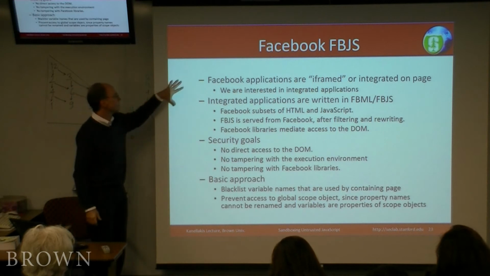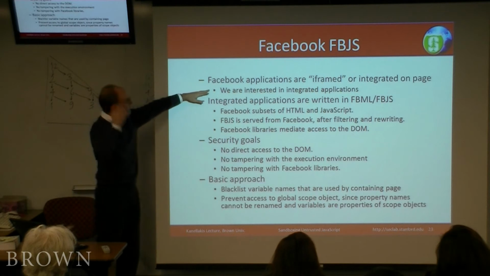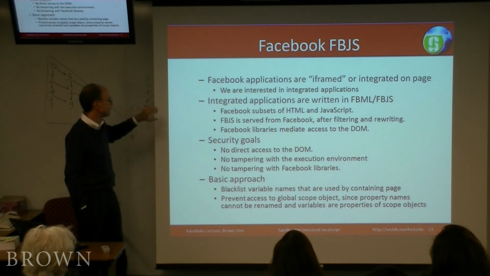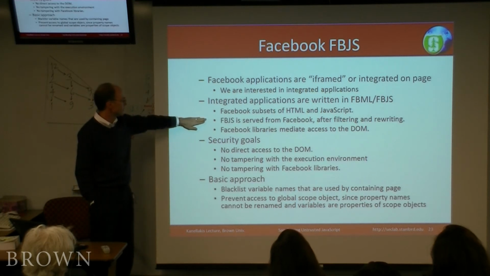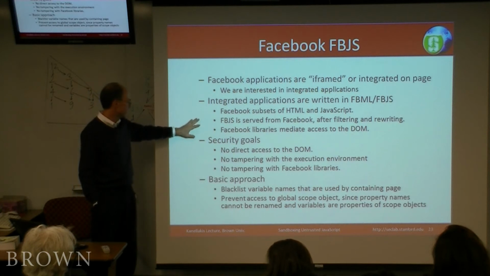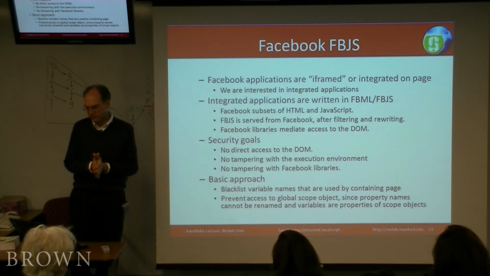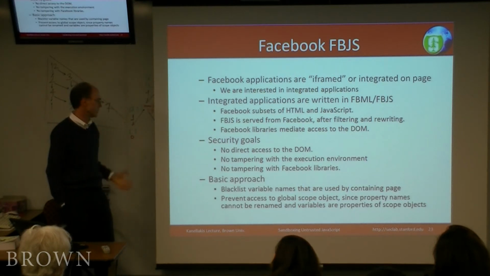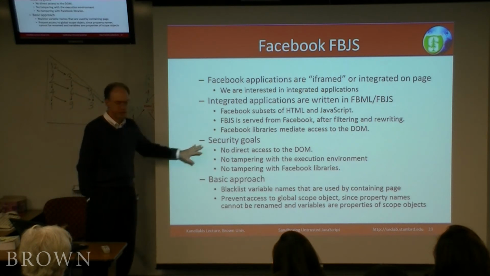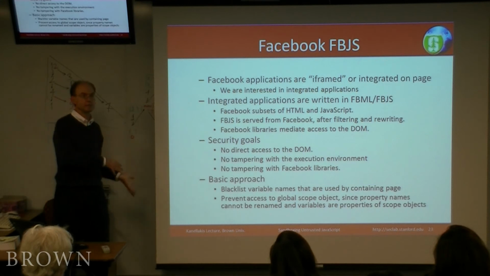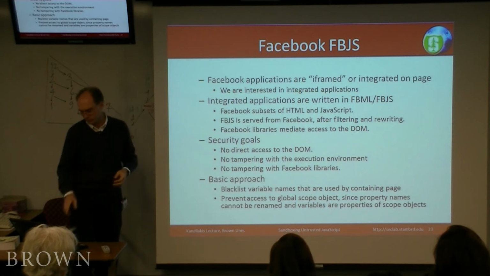So the Facebook setup is that Facebook applications can be served in two ways. One is integrated on the page, and that's the case that's interesting. They're written in a subset of JavaScript called FBJS, or Facebook JavaScript. It follows the pattern I showed in the picture before. It goes through the Facebook server, it can be filtered and rewritten, and then it's served to Facebook users on their site. Their goals are to contain the actions of these applications so they don't access the document object model, the data in your browser. They don't change the Facebook execution environment, and they don't change the libraries that are used by other applications. So there are basic site integrity and confidentiality issues here. Their basic approach is to eliminate certain things from the code that runs on Facebook user sites to keep it from doing certain bad things.